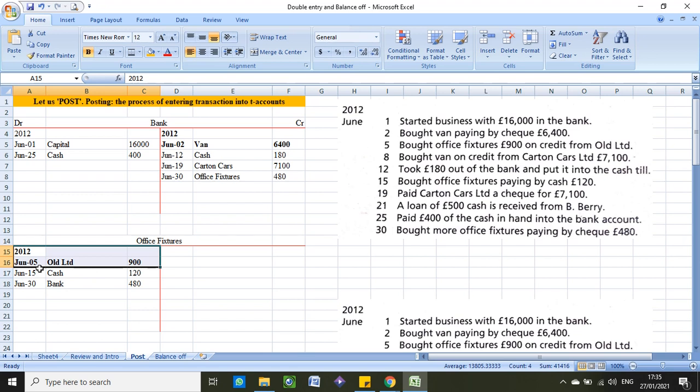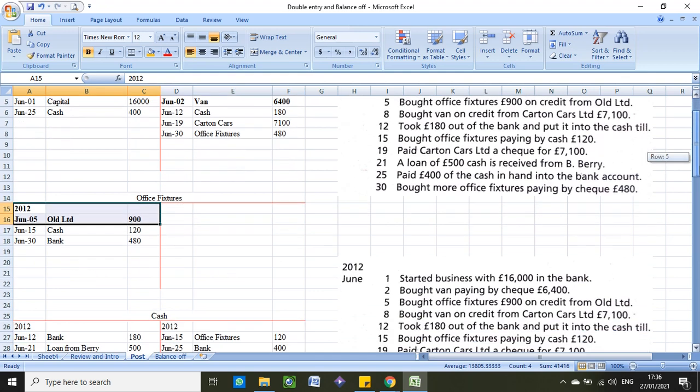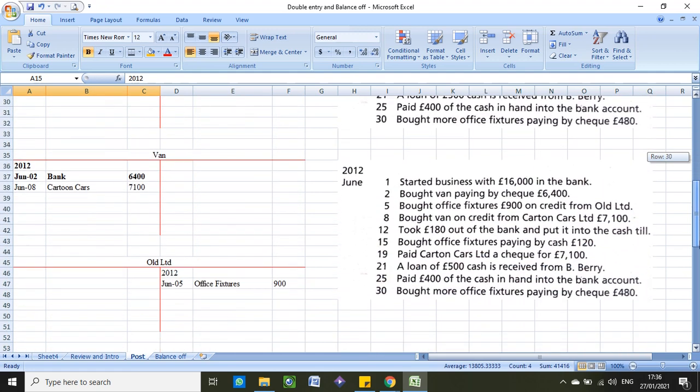It is increasing. Asset accounts increase on the debit side. So you can see the transaction right there, 2012, June 5th. Description Old Limited, because that's the name of the other T account that we will use, and the amount is $900. This is that debit entry. So if I were to go to this account right here, which is Old Limited, I should be able to see something similar, but on the other side, which is the credit side. So Old Limited, right here. The year is the same, 2012, June 5th. Description office fixtures, because that is the name of the other account we just used, and then the amount remains the same.